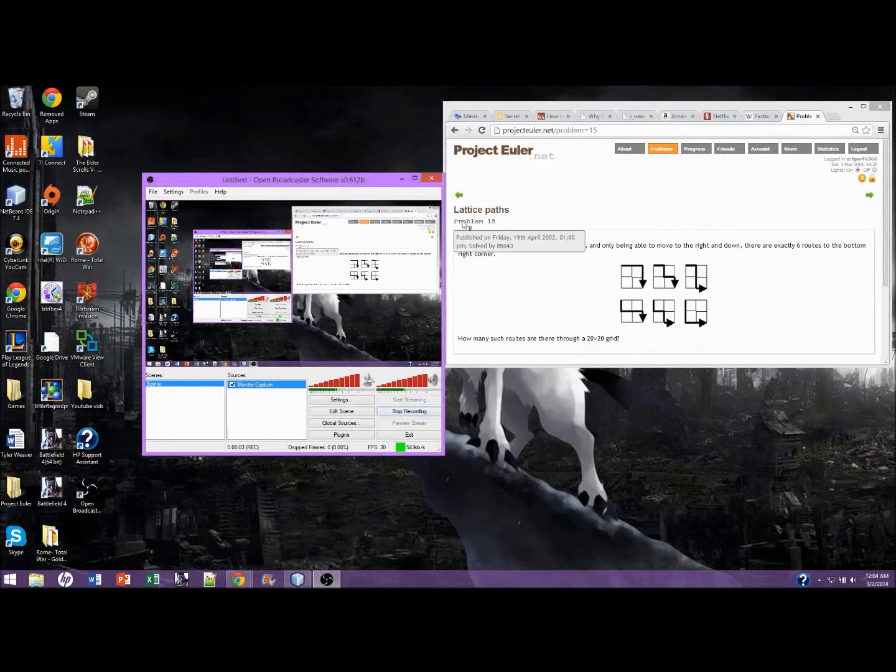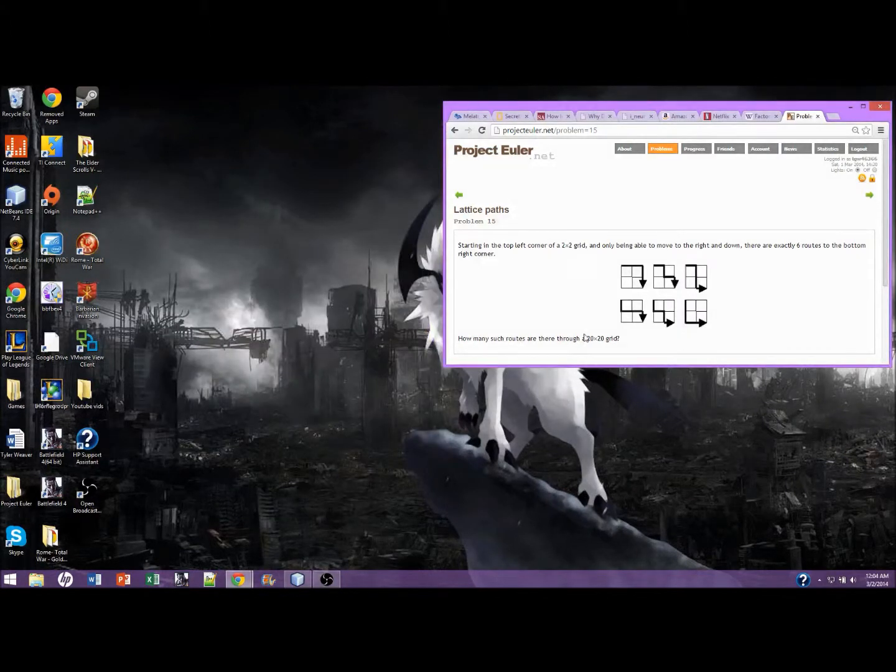This is problem 15, lattice paths. Starting in the top left corner of a 2x2 grid and only being able to move right and down, there are exactly 6 routes to the bottom right corner, as are displayed here. How many such routes are there through a 20x20 grid?